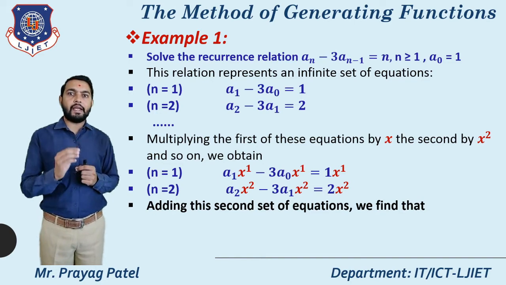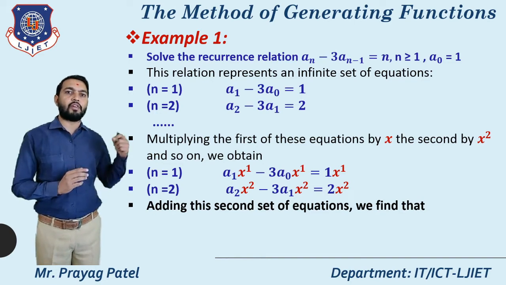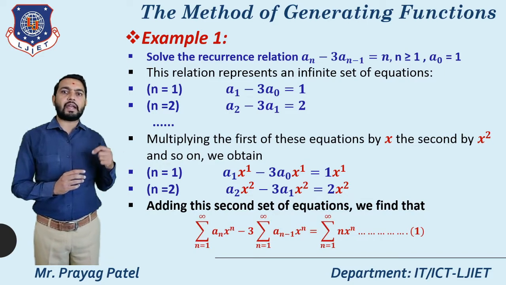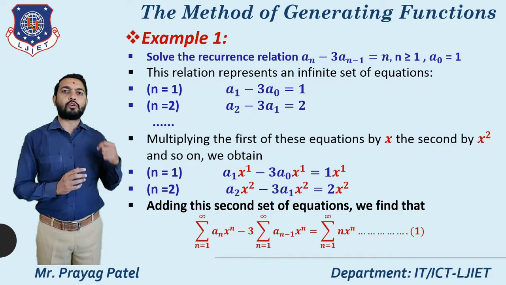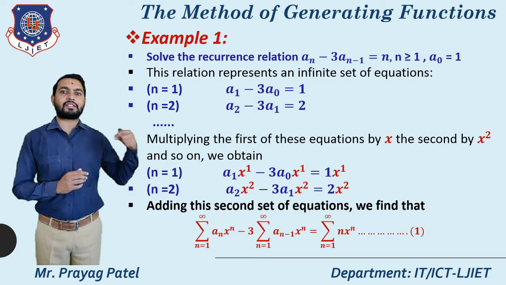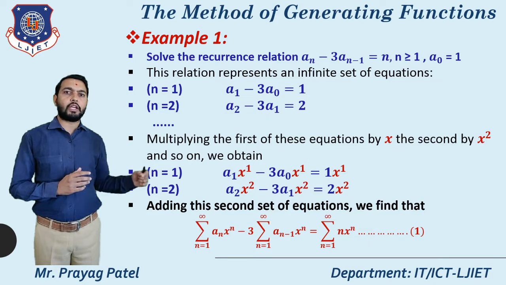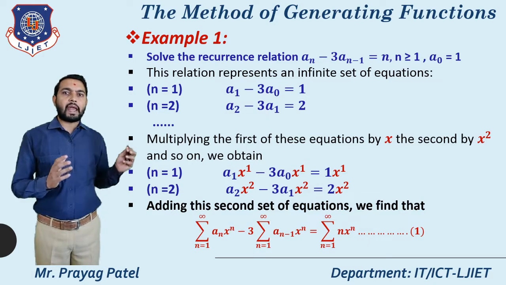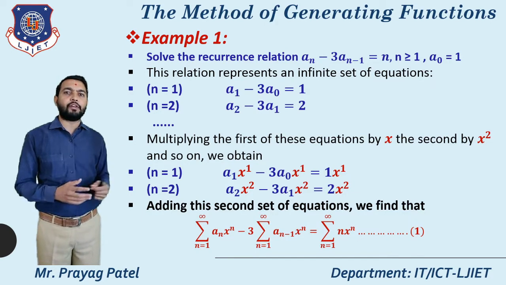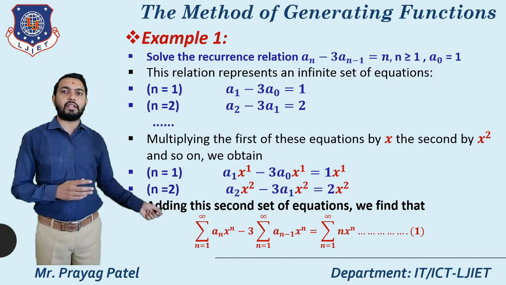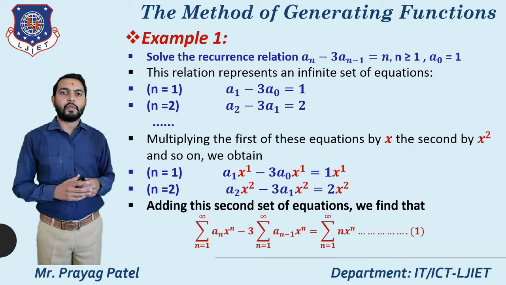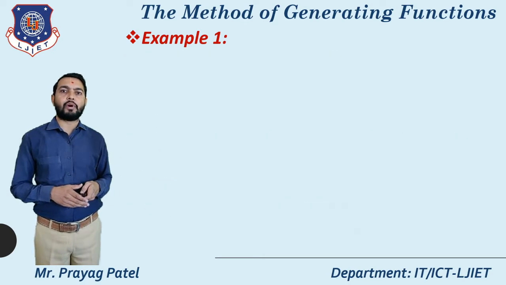Now adding this second set of equations, we find that the sum from n equal to 1 to infinity of a_n x^n, minus 3 times the sum from n equal to 1 to infinity of a_(n-1) x^n, is equal to the sum from n equal to 1 to infinity of n x^n. So we add all these terms up to infinity, and we get this formula as a common formula for adding these terms. This is considered as equation number 1.